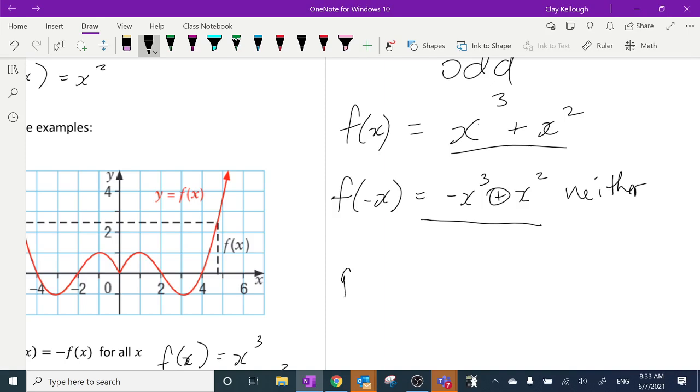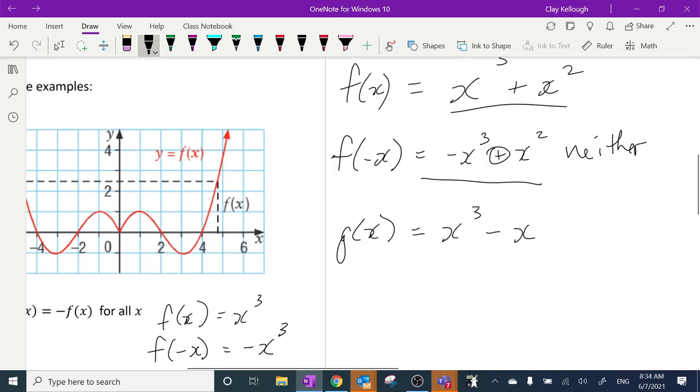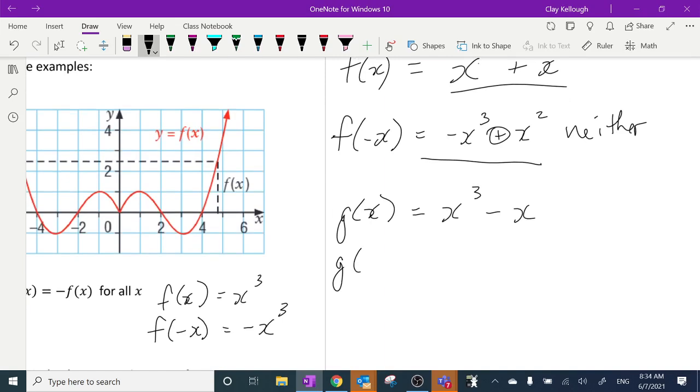But if I had, say, function g of x was x cubed minus x, and I said, okay, let's plug in negative x and see if it's odd. The first term becomes its opposite. The second term becomes its opposite. So yes, this one's definitely odd.